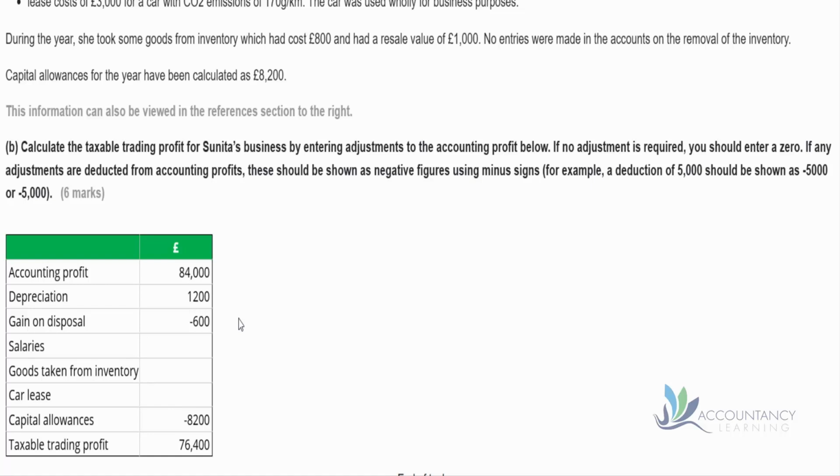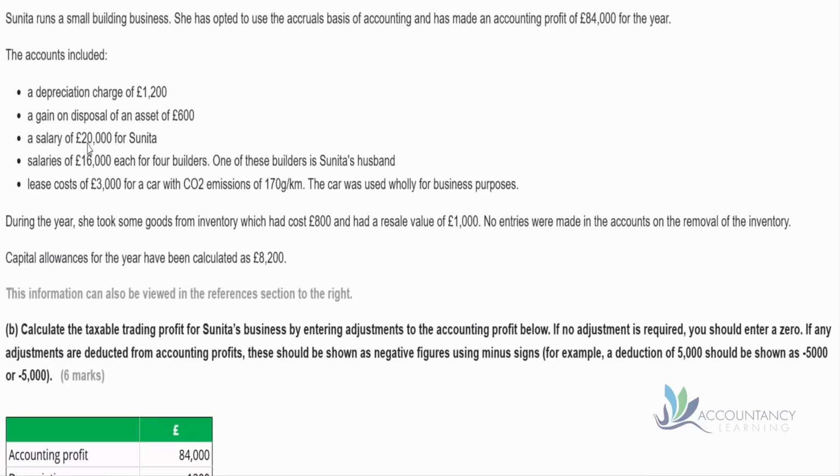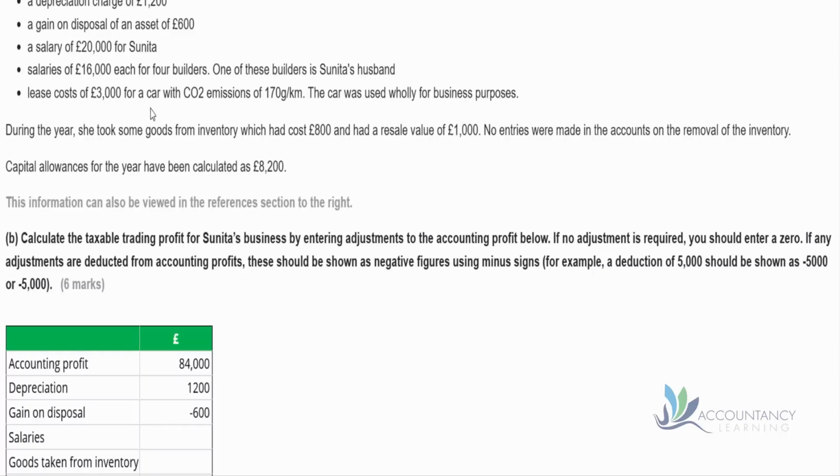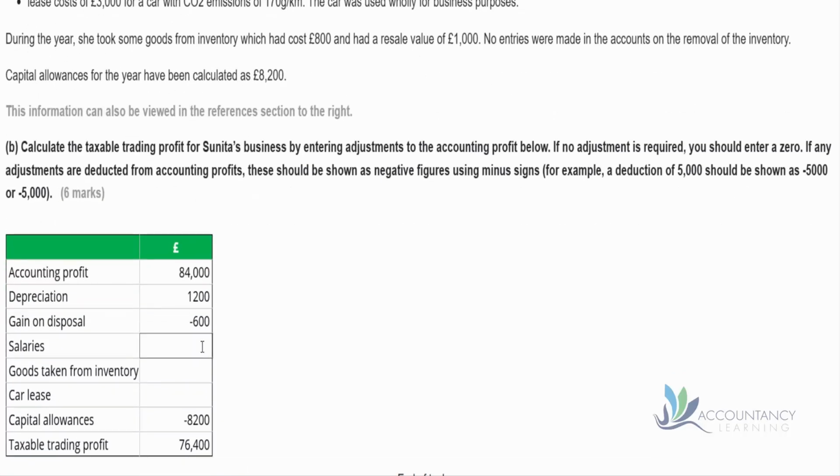Next we have salaries. So let's have a look at the information again. We've got a salary of 20,000 for Sunita and then salaries of 16,000 each for the 4 builders. Well, those 4 builders are employees and therefore that's perfectly allowable as an expense. But for Sunita, if Sunita takes that salary, that's effectively just taking some of the profits and Sunita needs to be charged tax on those. So we need to adjust that. So at the moment that has been deducted from profits. So we need to add back the 20,000 salary so that you can see the taxable profit is getting bigger at the bottom and therefore she's going to be taxed on that salary.